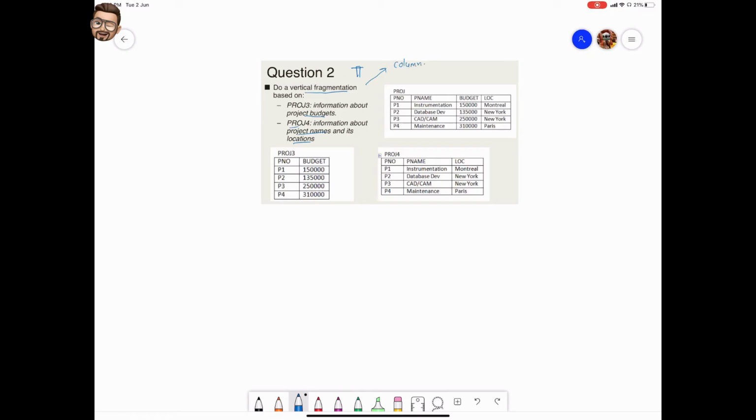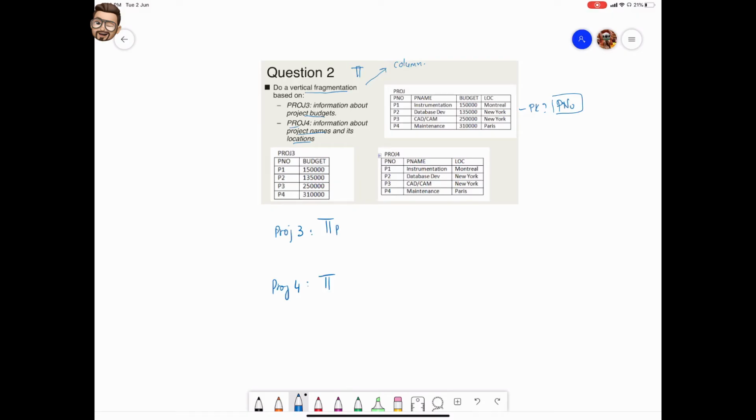But first, please determine what the PK of this project is. The PK is P number. You need to know that the primary key will always be in all of the fragments. So how many fragments do we have? Project 3 and project 4. The first thing, put the symbol for vertical fragmentation, which is pi.